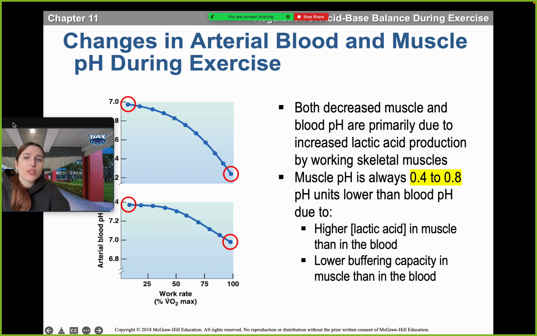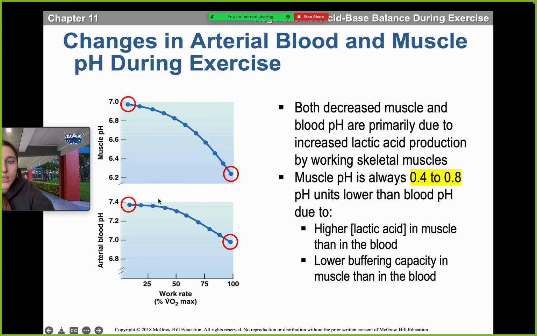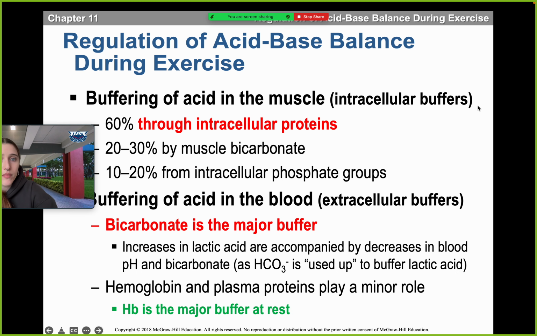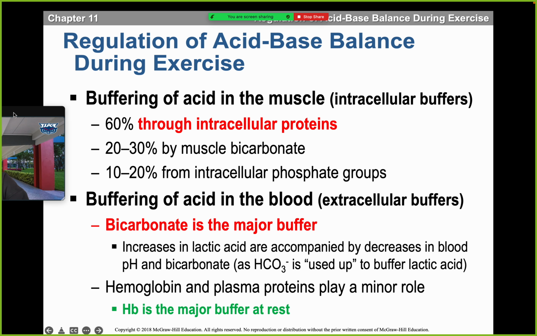All right, so that's pretty much the same thing shown right here. Both of them decline, but muscle pH declines more than blood pH. I guess I should move this here. So we get more of a decline again from those reasons. And muscle pH, even at rest, is always lower than blood pH. Why? Again, we have higher lactic acid, because that's where it's produced, and lower buffering capacity. Okay, I'm not really going to go through this slide. We've pretty much already talked about these things.